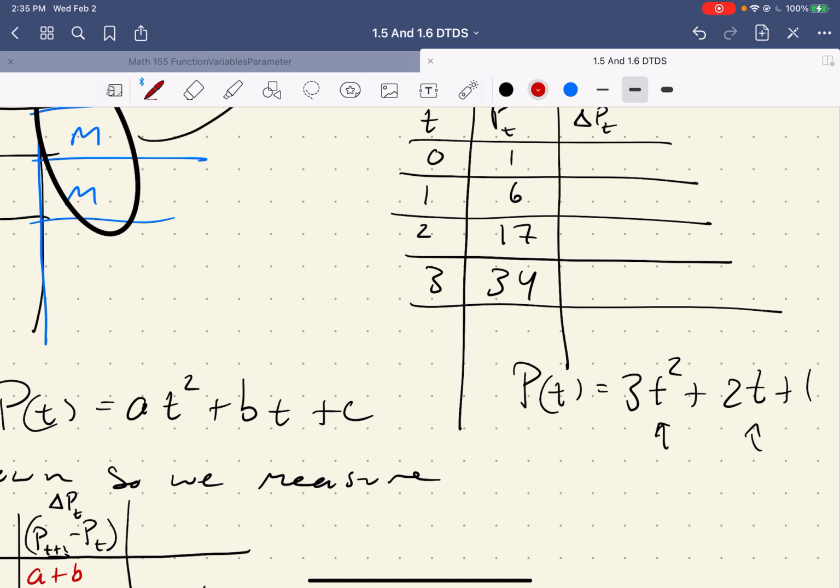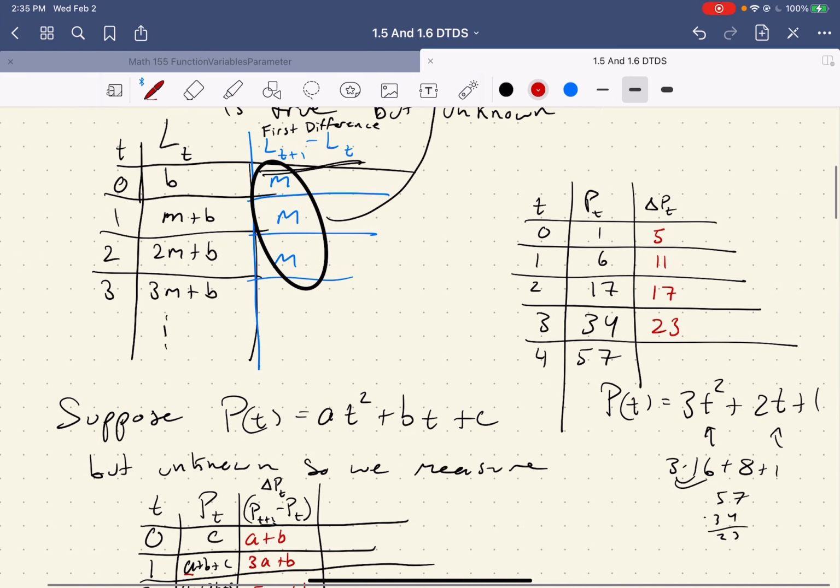So now let's do the first difference. So I do 6 minus 1 is 5. 17 minus 6 is 11. 34 minus 17 is 17. And okay, let's do one more. Let's go ahead and plug in 4. So we're plugging in 4 at 3 times 16 plus 8 plus 1. 3 times 16, let's see, we have 30 is 48. 48 plus 9 is 57. Okay, 57. And 57 minus 34, let's see, I guess that'd be 23. Okay, 23. All right.